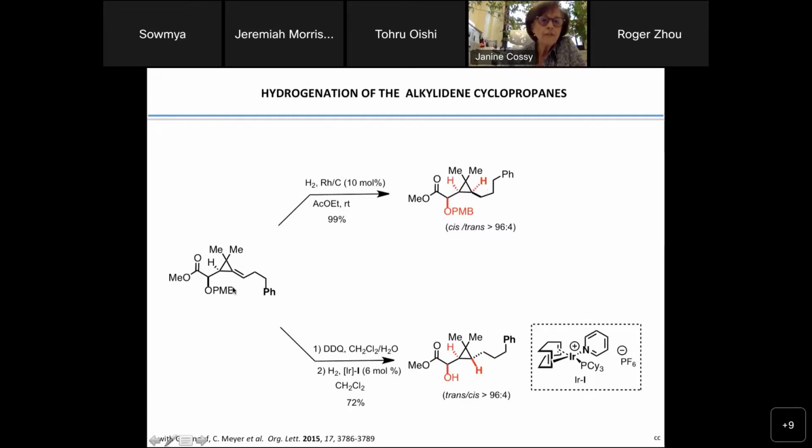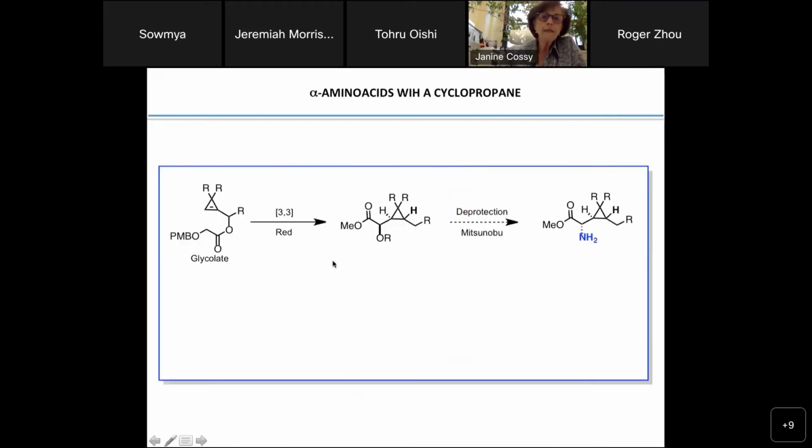Now, if you are doing the deprotection of this alcohol by using DDQ, you need to use this catalyst in order to do the reduction, the iridium catalyst in methylene chloride, and you get the formation of the trans cyclopropane. You can see that the trans-cis ratio is pretty good. It's up to 96 to 4. So, I mean, we were able to obtain this kind of compound in here from this cyclopropane by using a 3,3 sigmatropic rearrangement followed by a reduction.